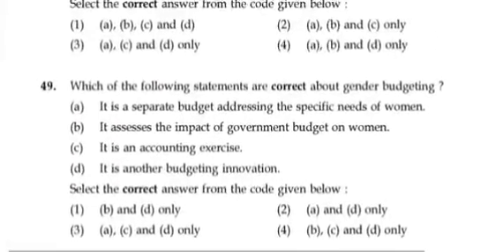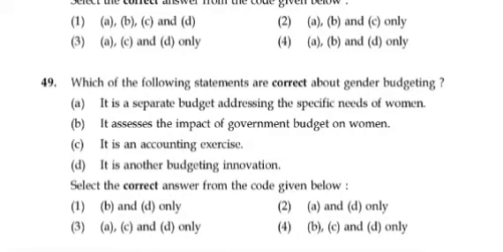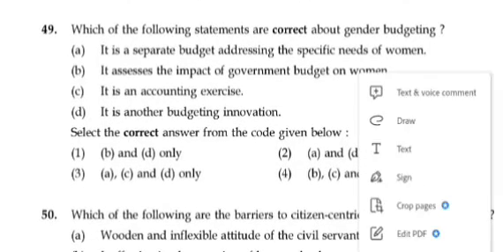Question 49: Which of the following statements are correct about gender budgeting? A: It is a separate budget addressing the specific needs of women. B: It assesses the impact of government budget on women. C: It is an accounting exercise. D: It is another budgeting innovation. Options: B and D, A and D, SE D, BC and D. For 49 it will be number 1, B and D.